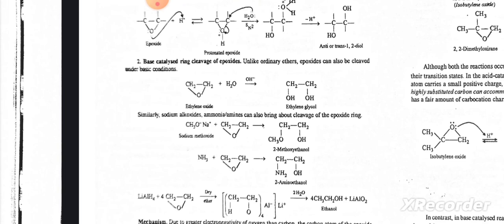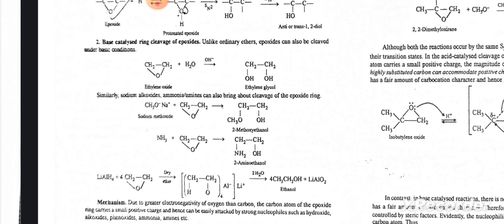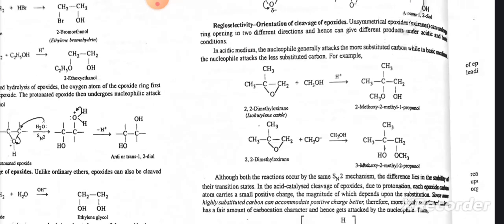Base catalyzed ring cleavage of epoxides. Unlike ordinary ethers, epoxides can also be cleaved under basic conditions. Ethylene oxide with water in the presence of OH negative gives ethylene glycol. Similarly, sodium alkoxides and ammonia or amines can also bring about cleavage of the epoxide ring.